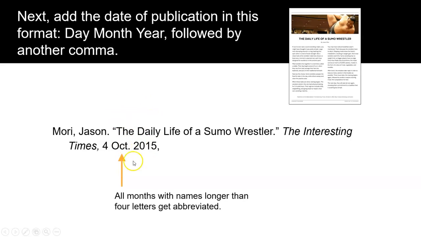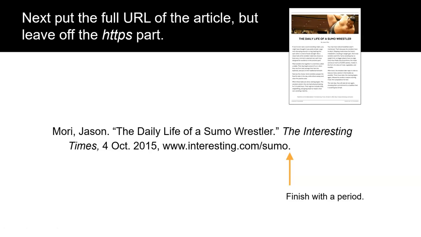Following this, you add the date of publication, and it has to be in this format: the day, the month, and the year, followed by another comma. Now, all months with names longer than 4 letters do get abbreviated. Okay, and then the last thing that we put in for an online source is the full URL of the article, but we're going to leave off the HTTPS part. And we'll finish it with a period because we don't have page numbers in online sources typically.